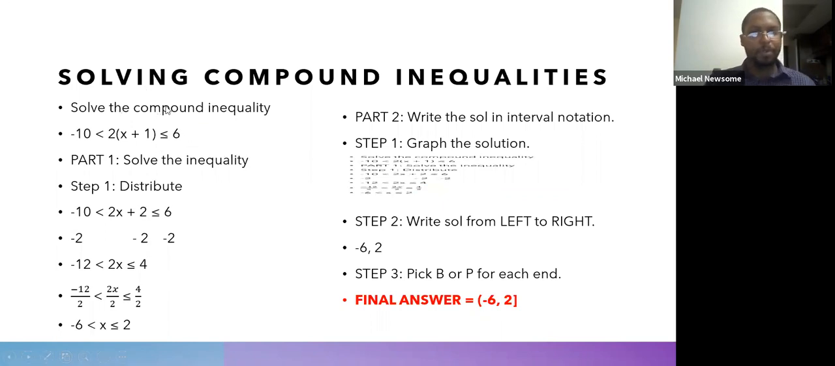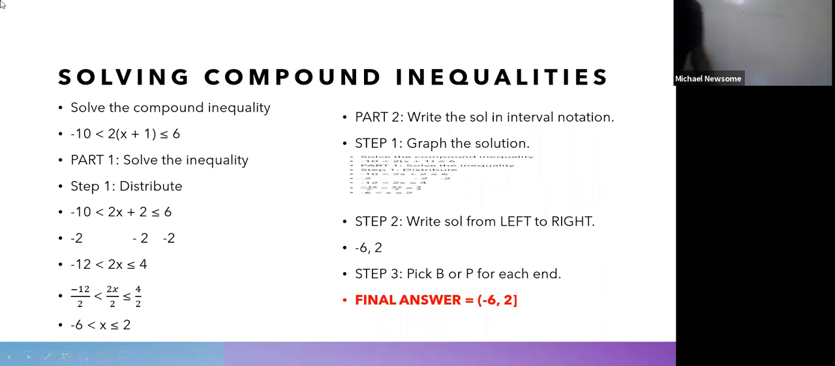We're going to solve this one right here. So I'm going to go back up to the board and do this one. So negative 10 is less than 2x plus 1 less than or equal to, I believe, it is 6. I'm going to stop our share.